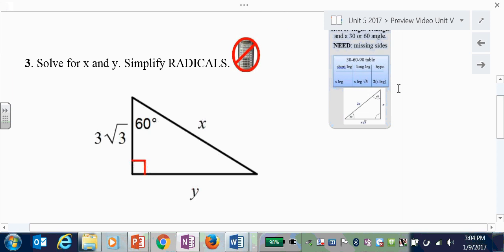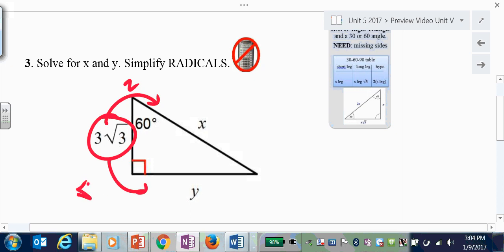30, 60, 90. Short leg root 3, short leg times 2. So we do this. And this way, going this way, 3 root 3 times root 3, that's going to be 9. And then 3 root 3 times 2, that is 6 root 3.